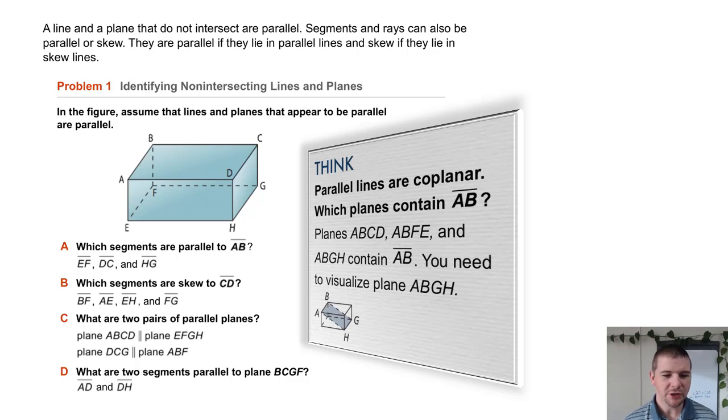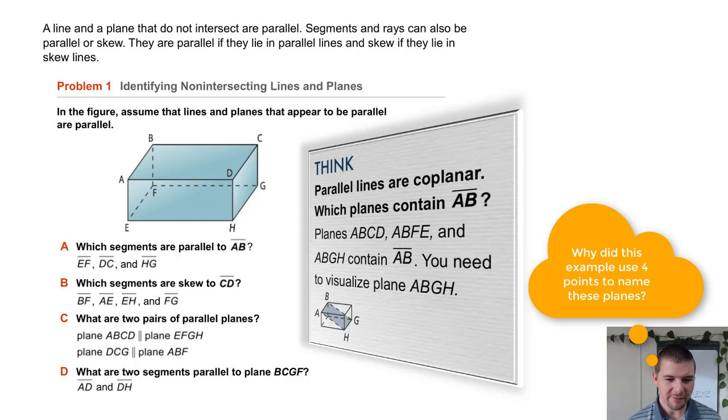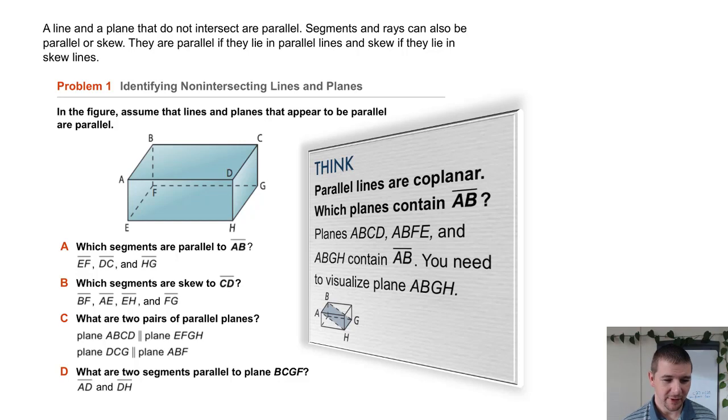C, what are 2 pairs of parallel planes? Well, we can choose basically the top and the bottom of this figure, so plane ABCD is parallel to plane EFGH, or we could use any of the parallel sides. For example, plane DCG, the right-hand side, is parallel to plane ABF, the left-hand side. D, what are 2 segments parallel to plane BCGF? Well, AD is parallel, as is segment DH.